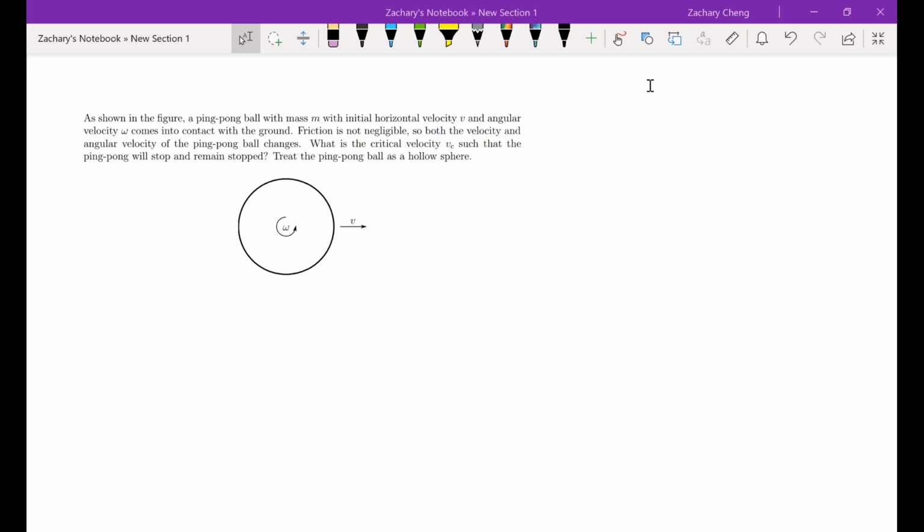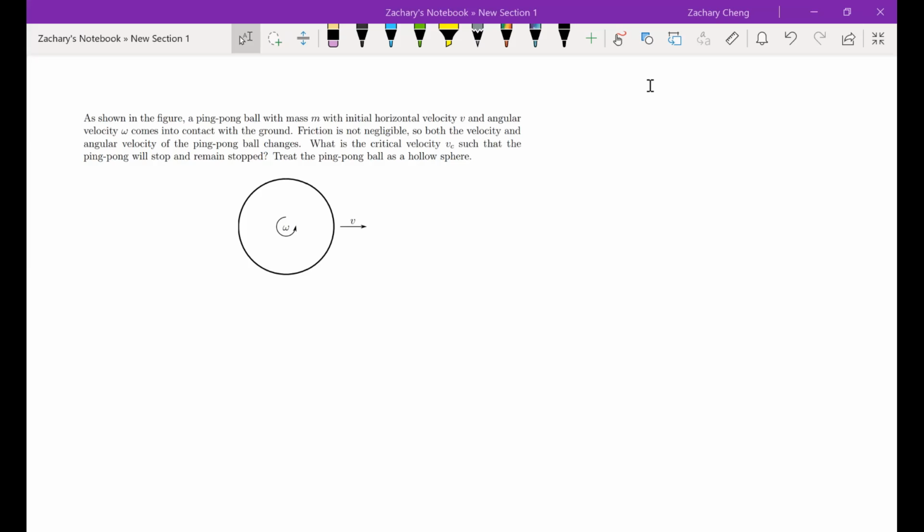So our problem for this week comes from the F equals MA exam. It's a ping pong ball with mass M, shown in this figure, that has an initial horizontal velocity v and angular velocity omega, and it comes into contact with the ground. There's friction, so the velocity and angular velocity of the ball change, and it asks what is the critical velocity VC such that the ping pong ball will stop and remain stopped.